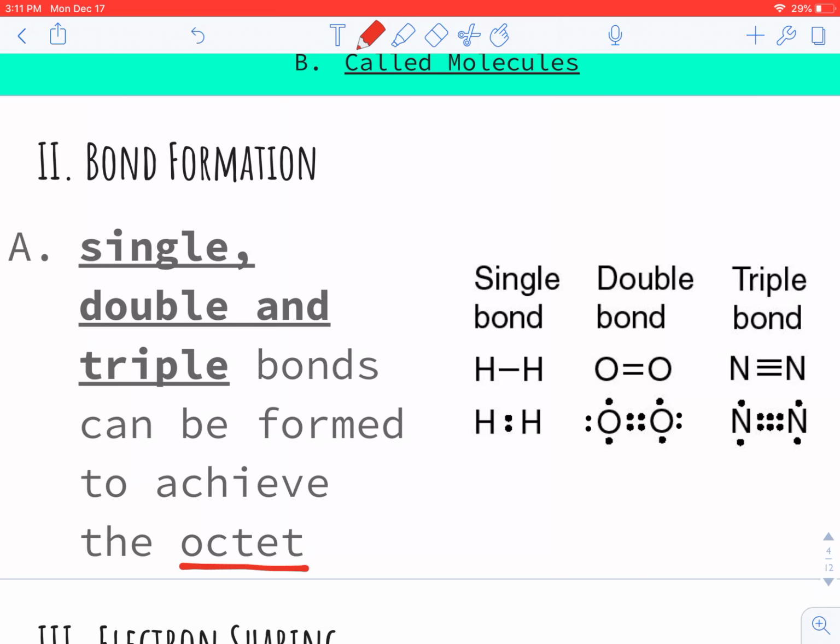However, it doesn't always have to be 8. For example, hydrogen only needs 2 valence electrons to be stable because it's just filling up that 1s sublevel. So as we can see in these examples on the right, each hydrogen has 1 valence electron, so if they share it, then they each get to have 2, so they are stable. With oxygen, each element has 6 valence electrons, so they will each share 2, forming a double bond to achieve an octet. Nitrogen has 5 valence electrons, so it needs 3 more to be stable, so each nitrogen atom will share 3 of its electrons, bringing them both to a stable 8.